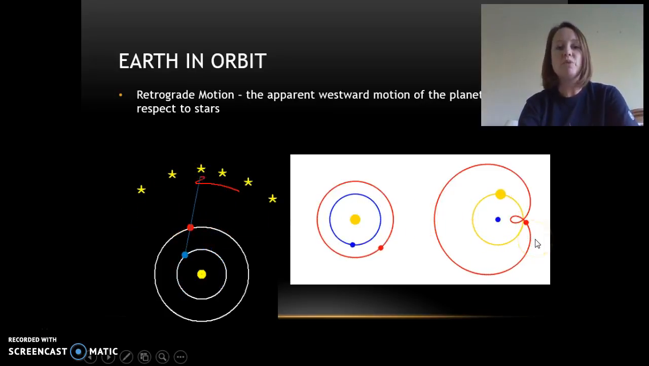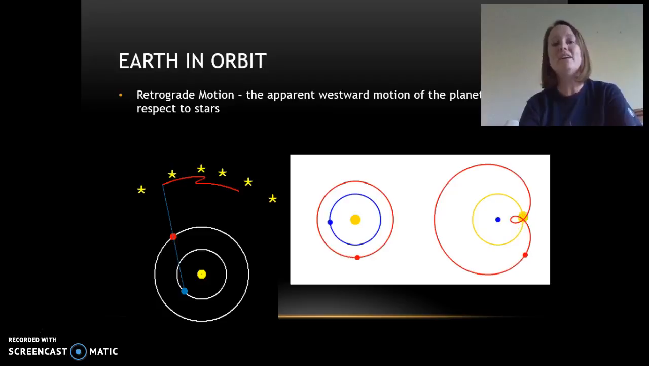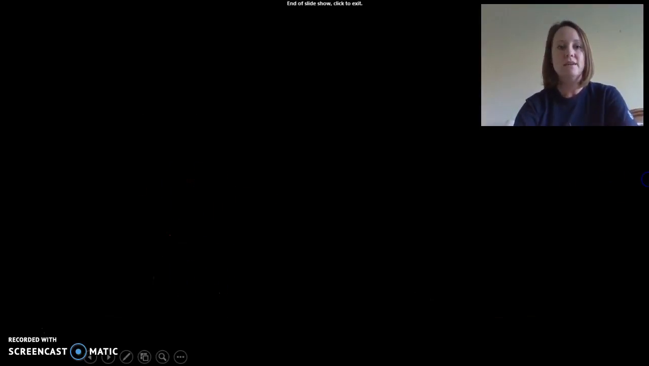So here is another diagram of what that would look like looking down on it. You can see that as we pass Mars, it almost looks like it loops. That's called retrograde motion. It's the apparent westward or backward motion of the planets. And that's it for motions due to gravity.